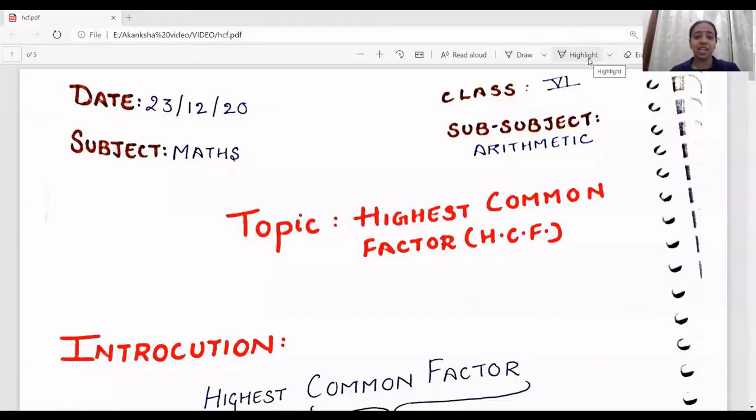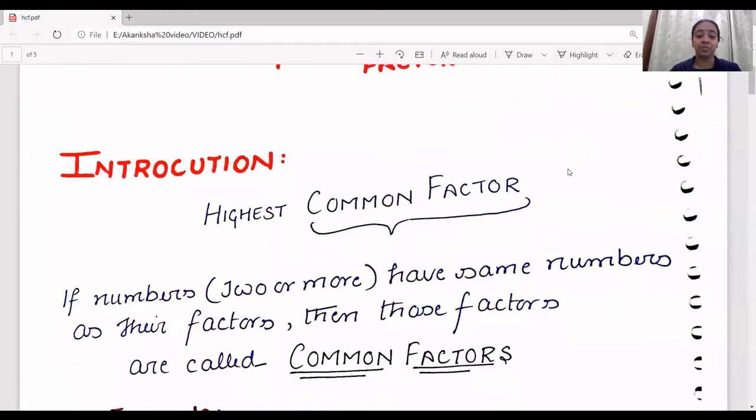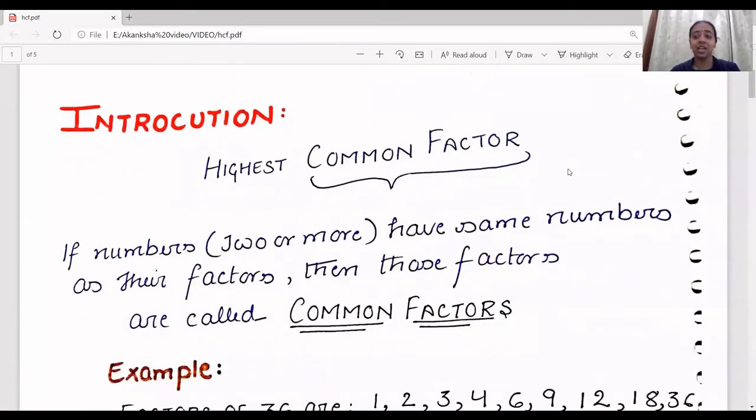Hey class, today we're going to start with a topic called highest common factor, which is HCF. So what is highest common factor? Before understanding what is highest common factor, let's first understand what is a common factor. So let's start with the introduction of common factors.